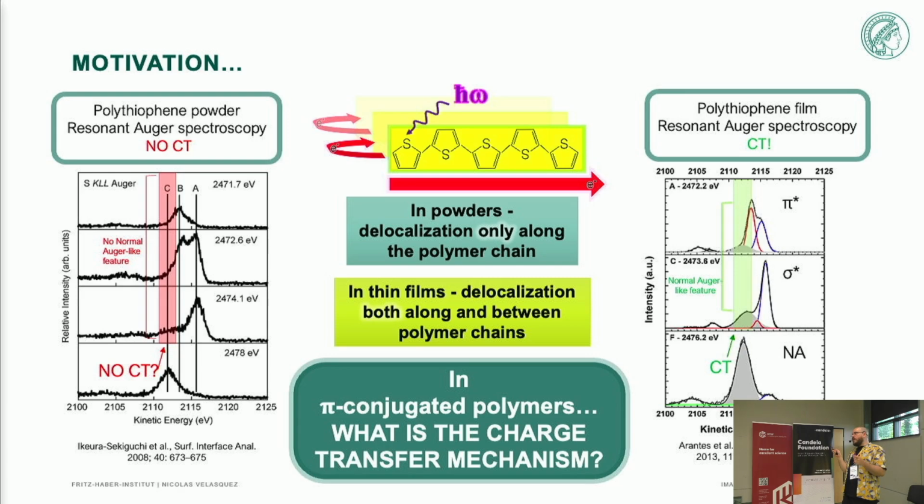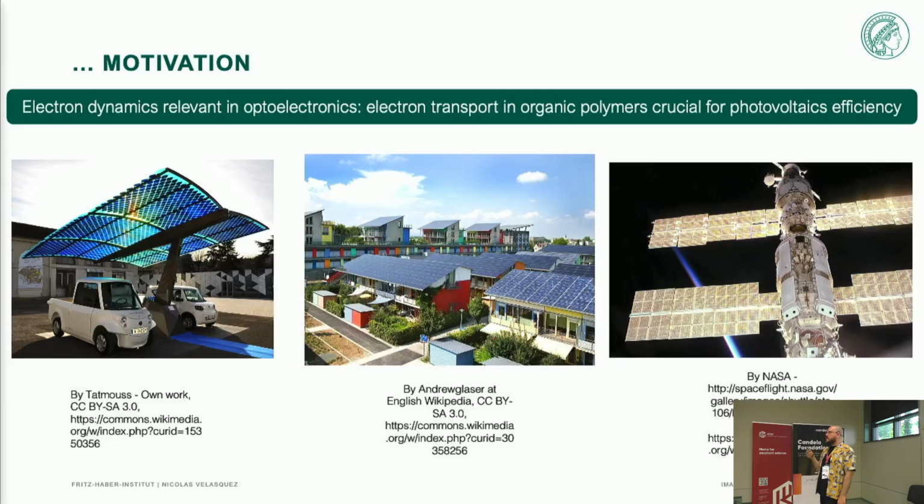So the disparity between these results prompted us to try to find an answer to this very simple question: what is the charge transfer mechanism in these types of samples? And also more generally, and I would say more importantly, because electron dynamics are relevant in optoelectronics. These types of samples are used in solar cells, in screens, in big TVs, and so on.